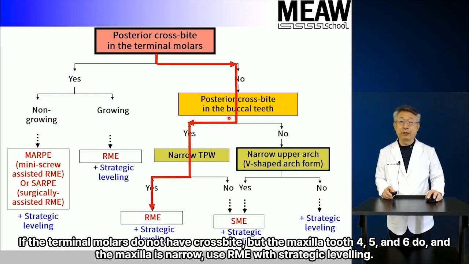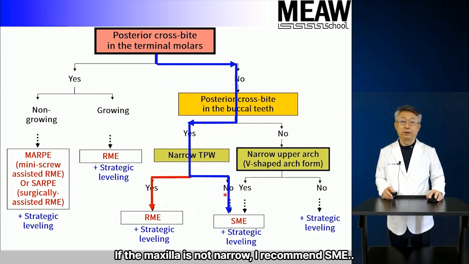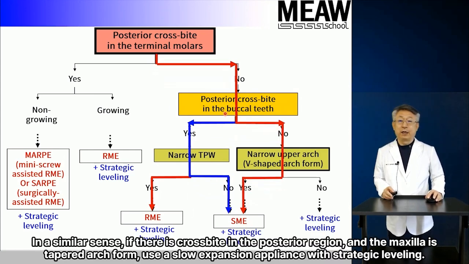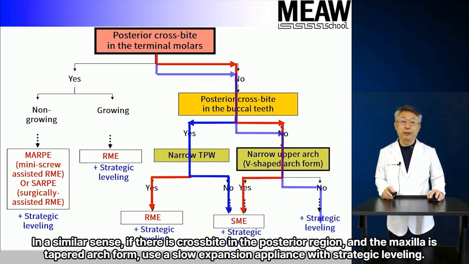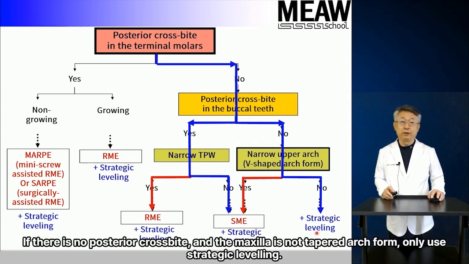If the terminal molars do not have crossbite, but the maxillary teeth 4, 5, and 6 do, and the maxilla is narrow, use RME with strategic leveling. If the maxilla is not narrow, I recommend SME. In a similar sense, if there is crossbite in the posterior region and the maxilla is tapered arch form, use a slow expansion appliance with strategic leveling. If there is no posterior crossbite and the maxilla is not tapered arch form, only use strategic leveling.